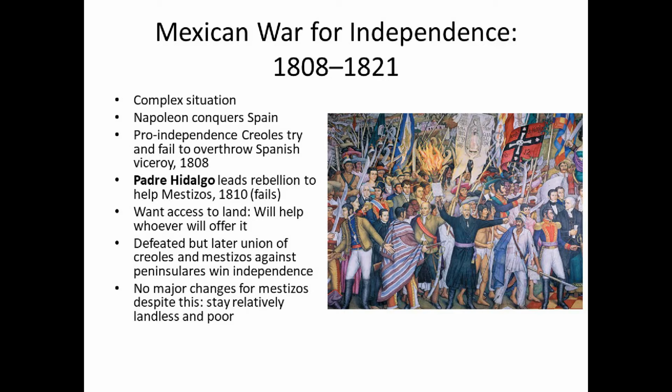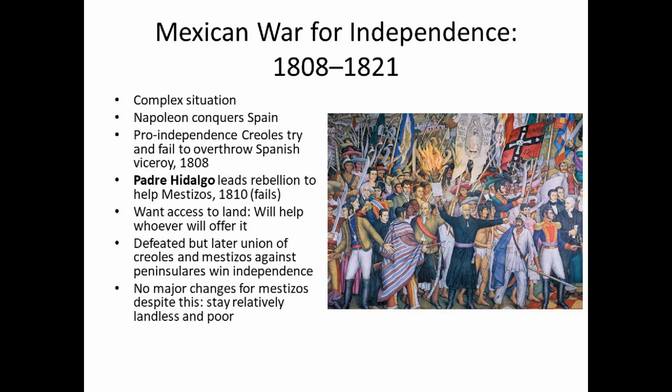One thing that we need to stress is that, remember I talked about how Creoles control lots of land. They're a minority. The majority population in places like Mexico are the mestizos, and they control very little land. And remember, during this time period, wealth is primarily measured in land. These people want access to land, and they're willing to help whoever will offer it. If Spain is the one that will give them access to land, they're more likely to support Spain. If an independent Mexico, led by the Creoles, is more likely to give them land, then they will support them. So this initial rebellion by Padre Hidalgo will fail.